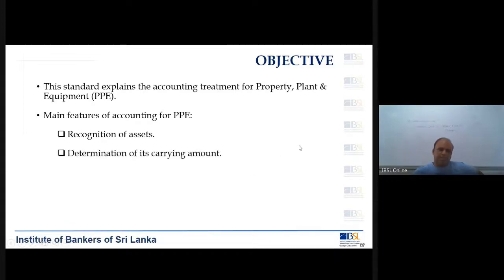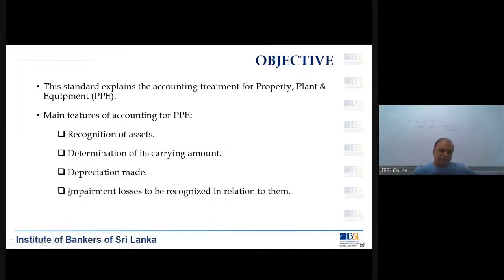Second, determination of its carrying amount. I'm not going to talk about carrying amount at this point in time because we have that as we go on. We need to identify what is going to be the carrying amount of this item. Then the depreciation, a very important term that we are going to look at. The depreciation, that is the wear and tear due to the usage of the asset.